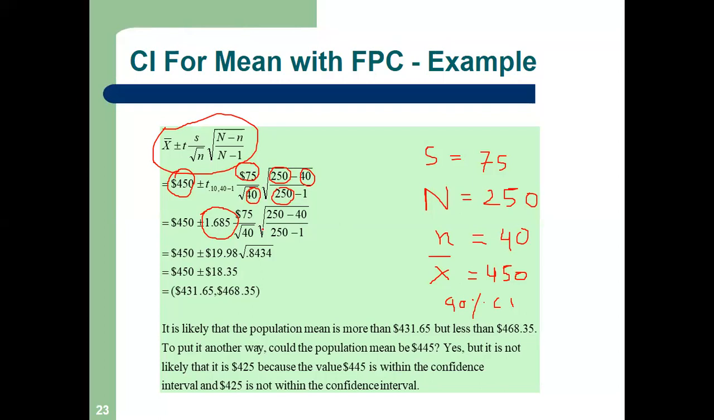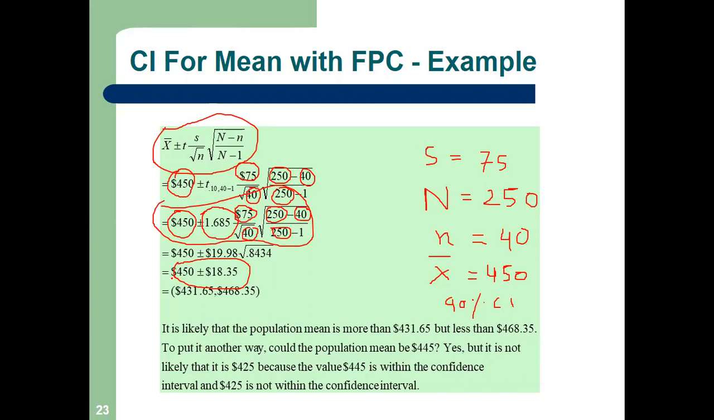So put all the values: X bar I know, plus minus, and by now I know the T value, 1.685. Sample standard deviation 75, sample size small n 40, capital N 250. Put all the values and calculate. It is 450 plus minus 18.35.